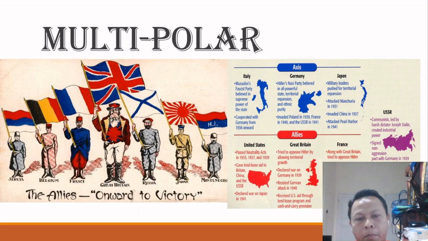Okay, this is multipolar. Multipolar means many major powers. We can see it during, I think, World War I and World War II. There are many great powers like Great Britain, France, Belgium, Serbia, Russia, Japan, Montenegro, and many more. I think you can already understand the multipolarity at the time because of many great powers, and the power is also balanced.